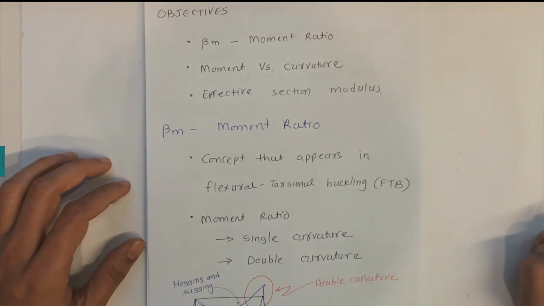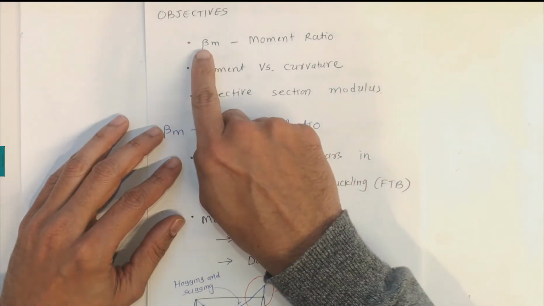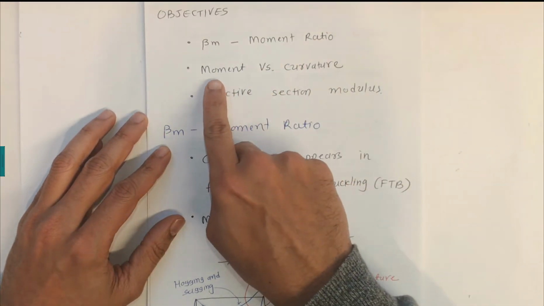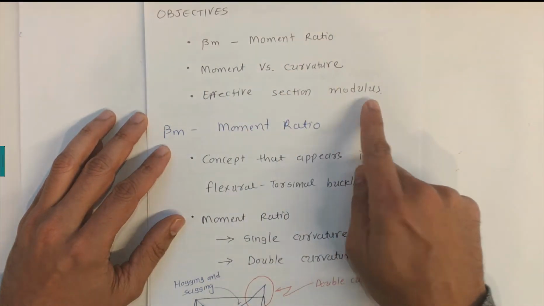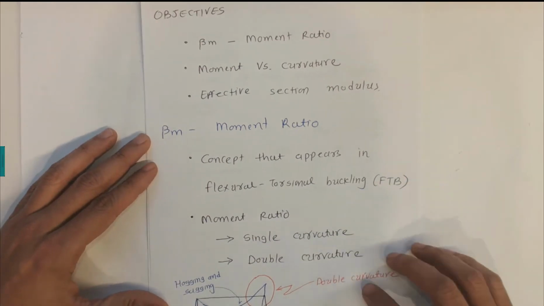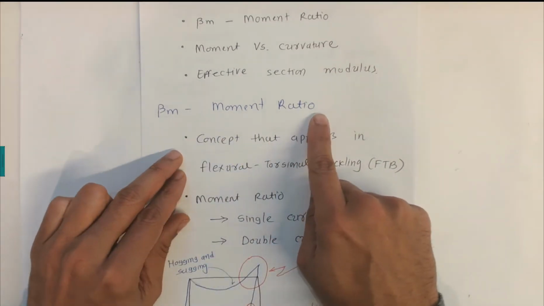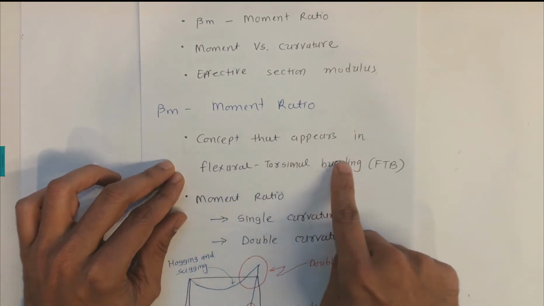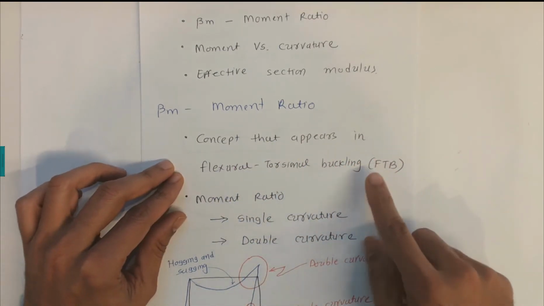The objective of this video is to provide information about beta m, which is called the moment ratio, moment versus curvature, and effective section modulus. First we talk about the moment ratio. The moment ratio is a concept that appears in flexural torsional buckling, abbreviated as FTB.